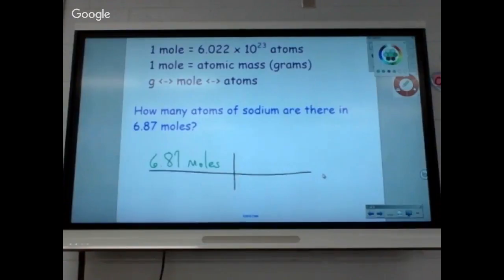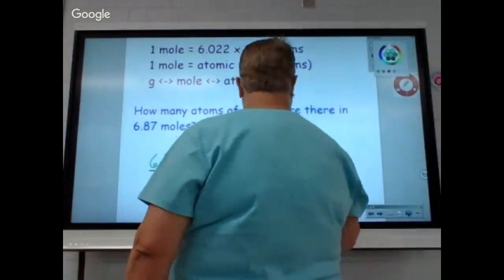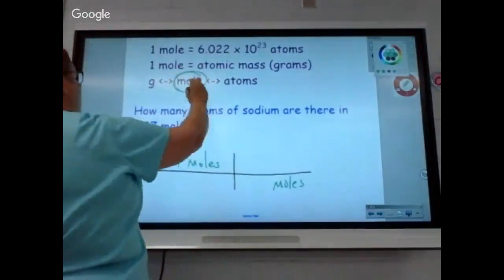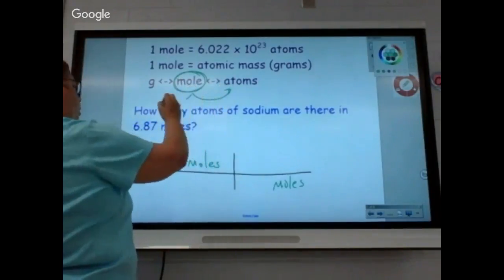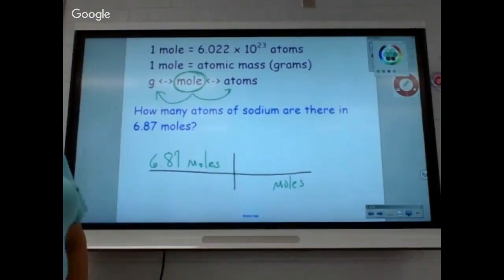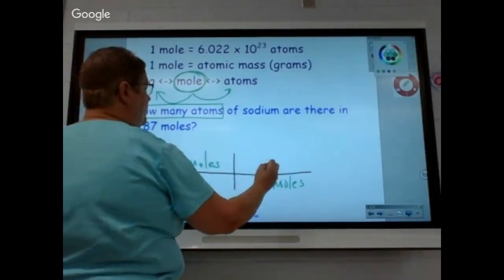All right, so we have moles. Jayla Jackson, what goes on the bottom? So if I'm in the middle, where am I going? I could go this way, or I could go that way, right? So if I could go either direction, which direction should I go? What does it ask me for in the question? So I'm putting atoms on the top line.